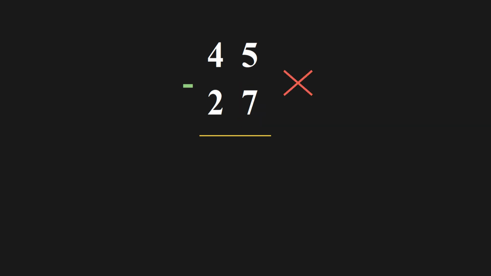5 minus 7. But I can't do it because 5 is smaller than 7. So we must borrow. You go to the 4 in the tens place and borrow 1 from it. So the 5 becomes 15 and 4 becomes 3. Now we have 15 minus 7, which equals 8.